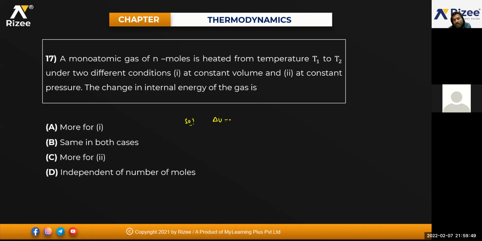Internal energy formula I told you, delta U is equal to N into CV into dT. So it doesn't depend upon the type of process, beta, because it is a state function. So it is at constant volume if I'm taking right now, beta, for number one, and two different conditions at constant volume and constant pressure. The change of internal energy of the gas is more in your two part. Clear, beta?